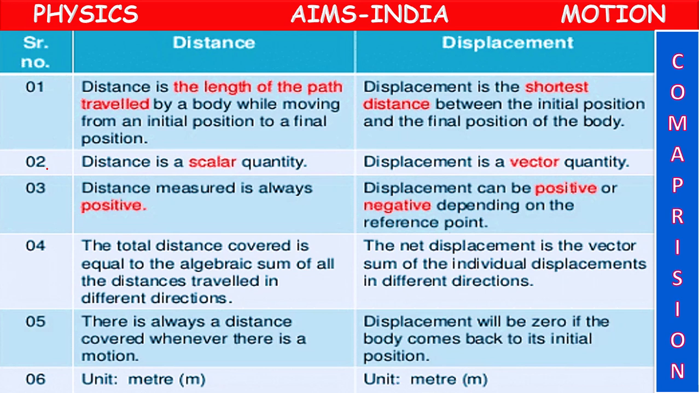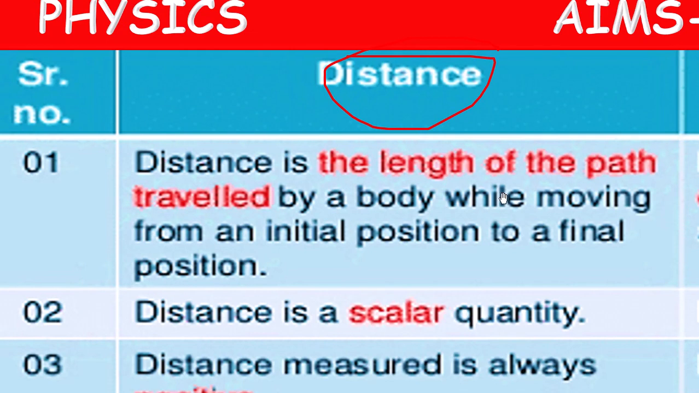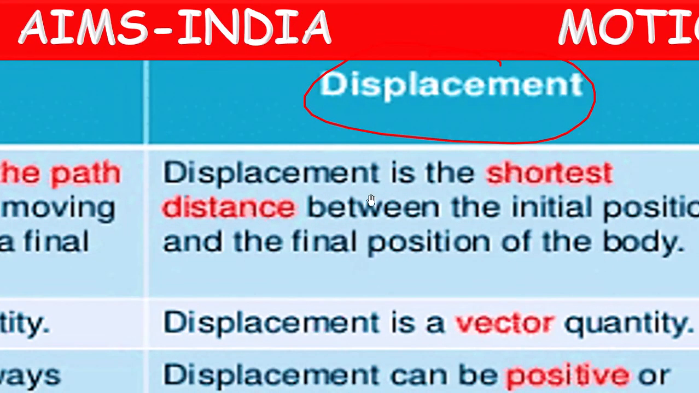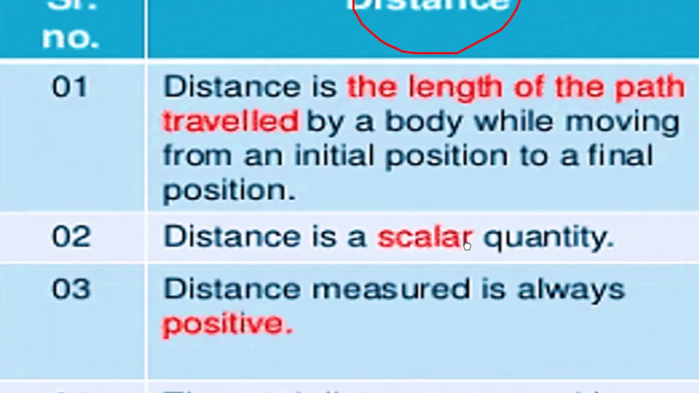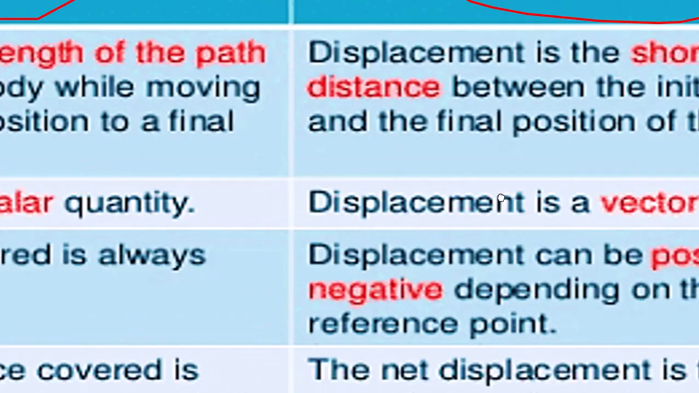Next. Let's compare the two quantities, distance and displacement. Distance means length of the path traveled by a body, the total length of the path. Displacement is the shortest distance between initial position and final position. So distance is a scalar quantity. Displacement is a vector quantity.